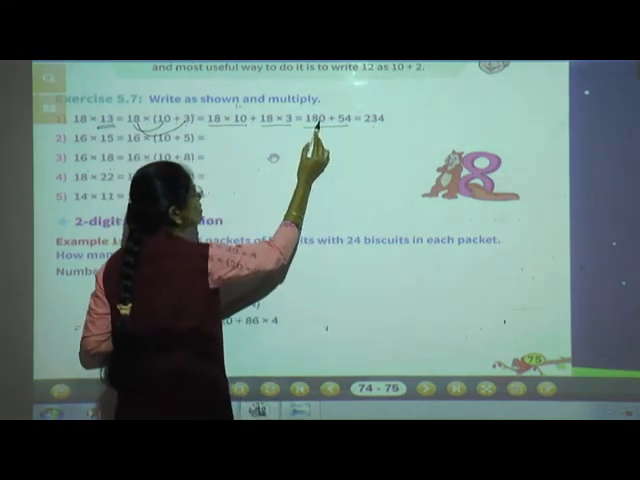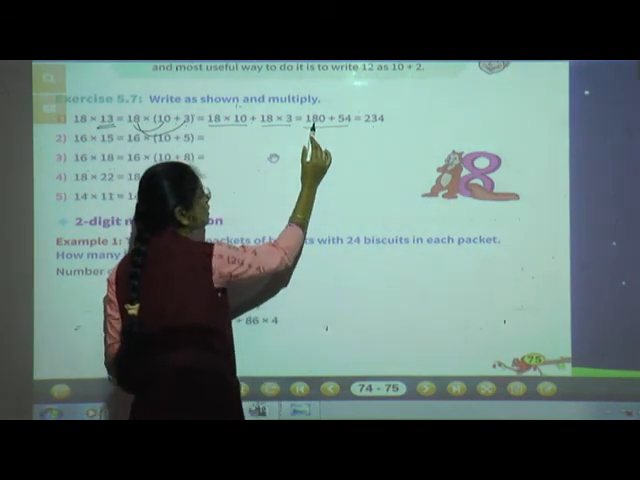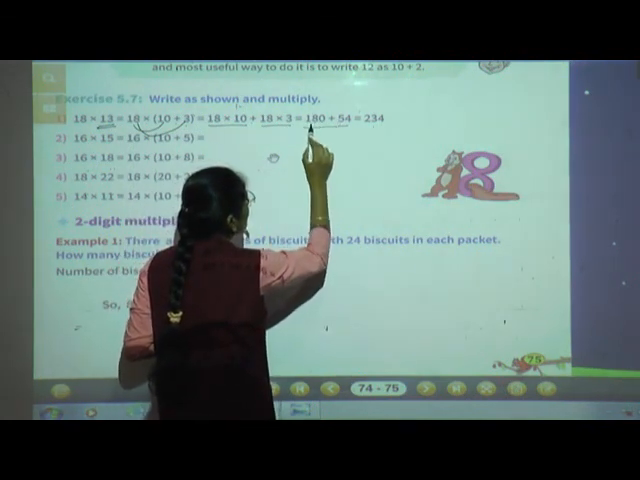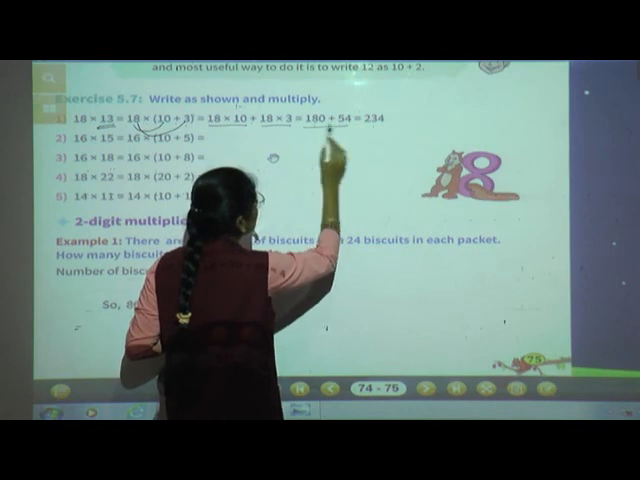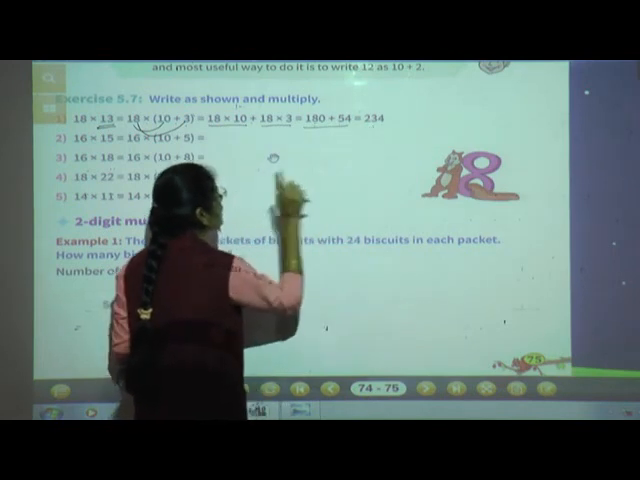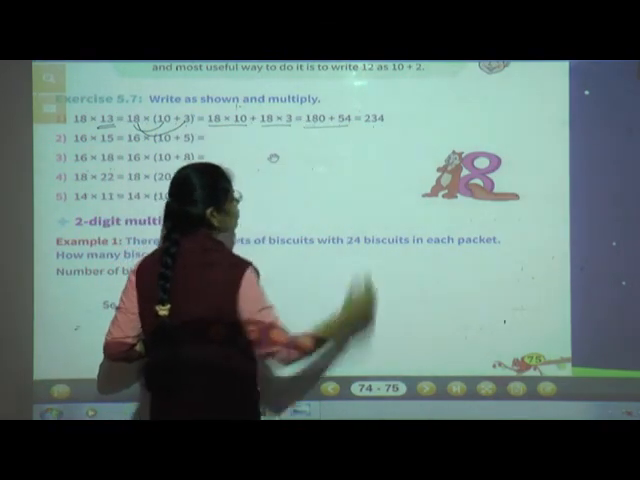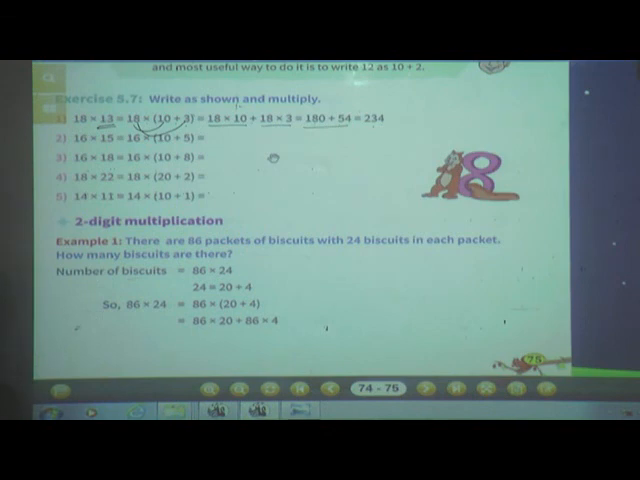Now do the addition. 0 plus 4, 4. Then solve the tens: 8 plus 5, 8 tens plus 5 tens. 8 plus 5, 13. So we will write here 3 and 1 will give as a carry. Carry 1 and this 1, 1 plus 1, 2. So what is the answer? 234. Okay. So in this way we will solve the remaining sums, that is 2, 3, 4 and 5.